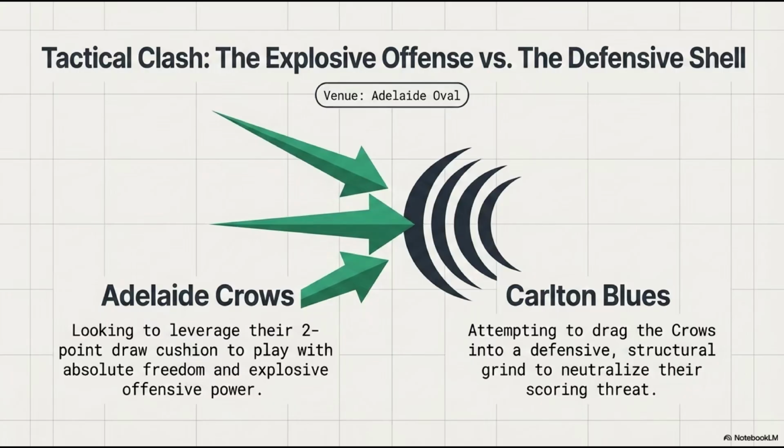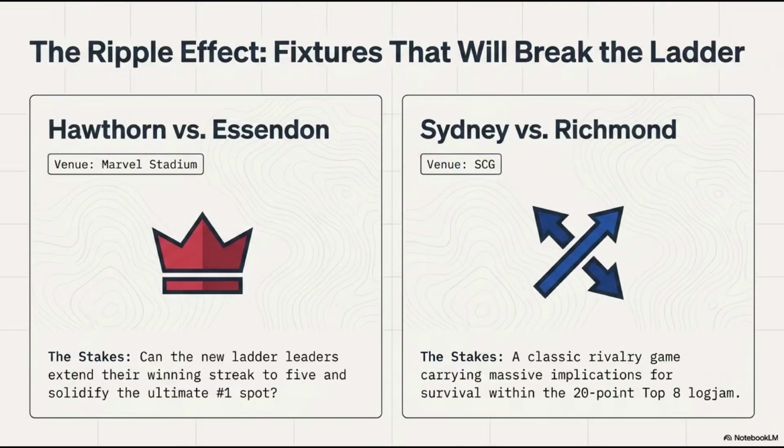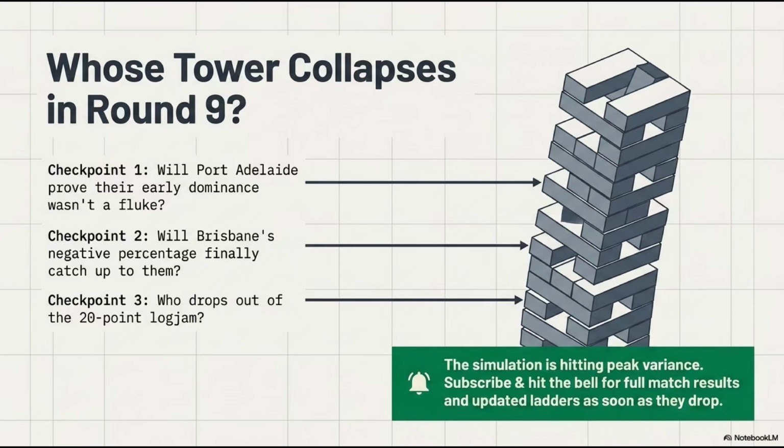Because you get 2 premiership points for a draw, right? So they have this safety net. A win against Carlton, which the source frames as Adelaide's explosive offense against Carlton's defensive shell at the Adelaide Oval, a win could jump the Crows into the top two if results go their way.